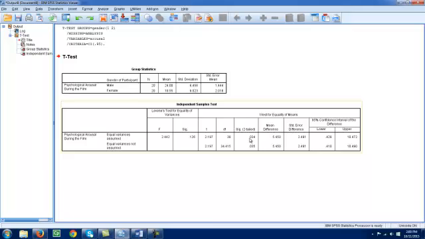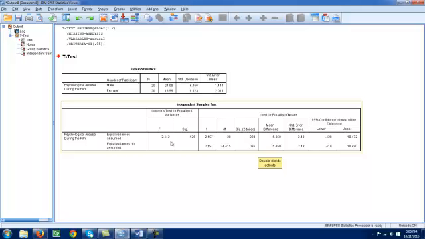Right? So you go back up to this group statistics box. Males had a mean of 24, females had a mean of 18.55. So in this case, you know they're different, and you know that males had higher psychological arousal scores than females did.